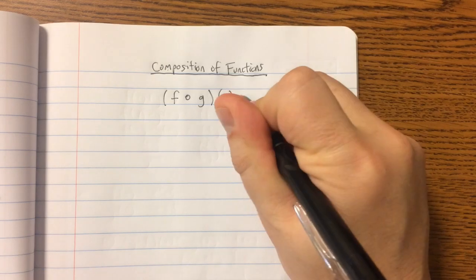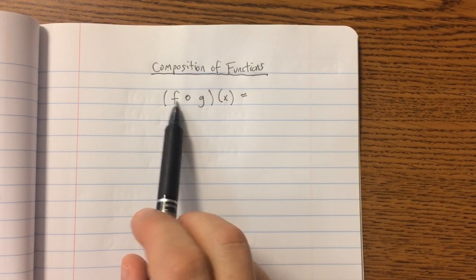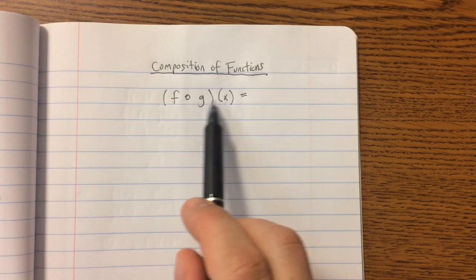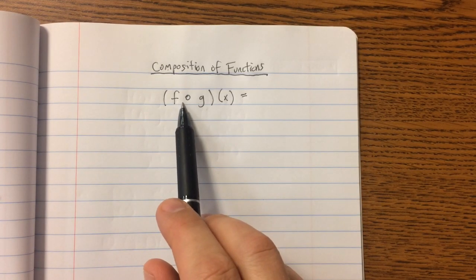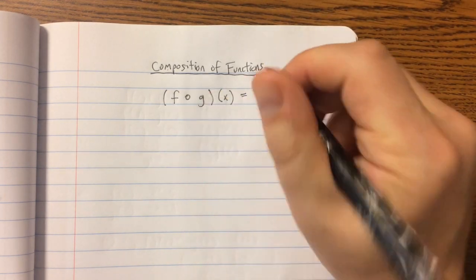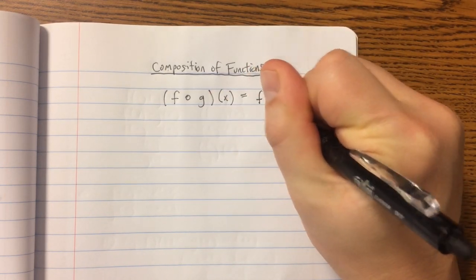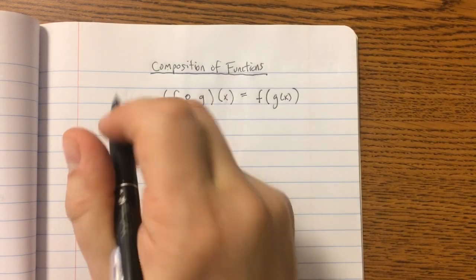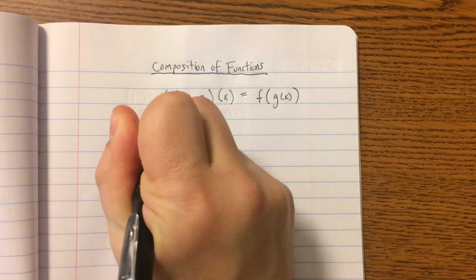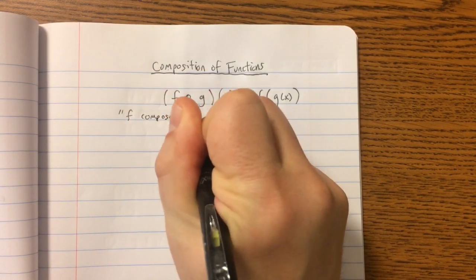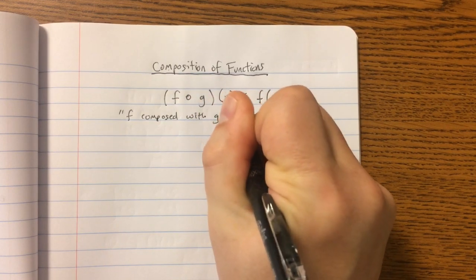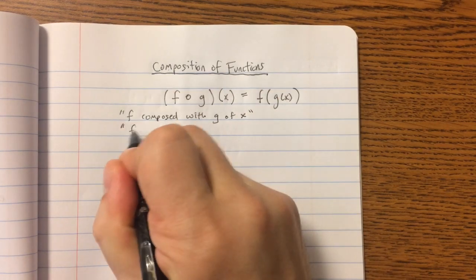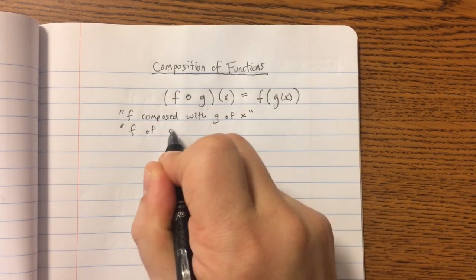Now what does this actually mean? This new operation just means that you are going to substitute G of X into F. Without using this notation, it might look something like this: F of G of X. And so those are two ways that you can read this, one of which you could say F composed with G of X, or you can just read it more like this, F of G of X.